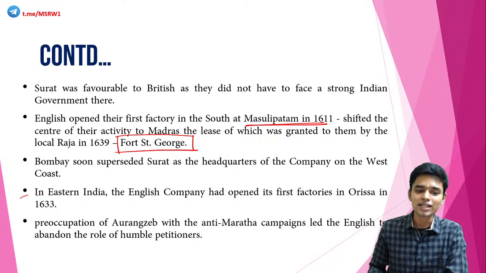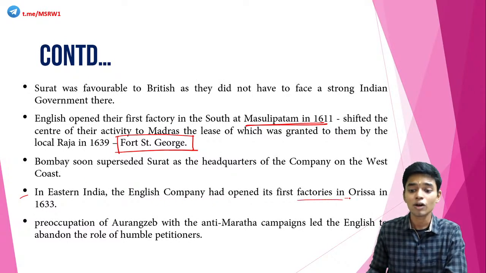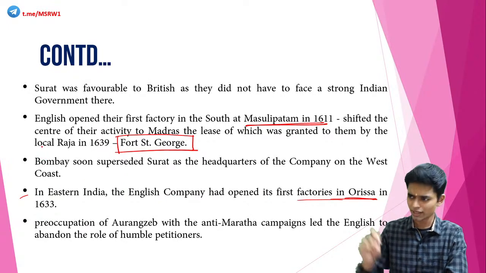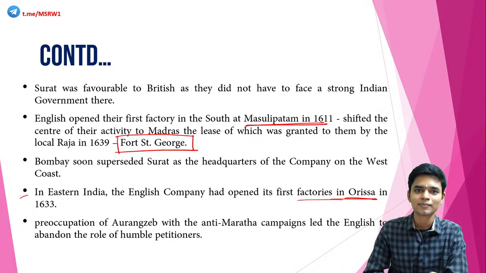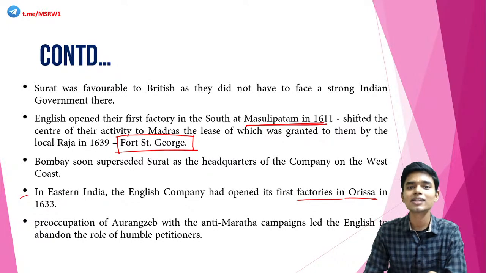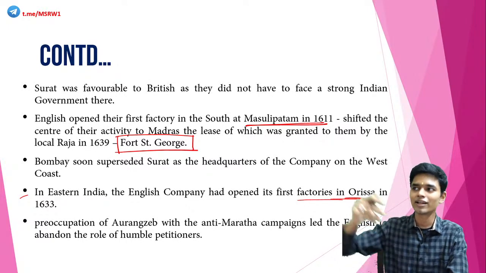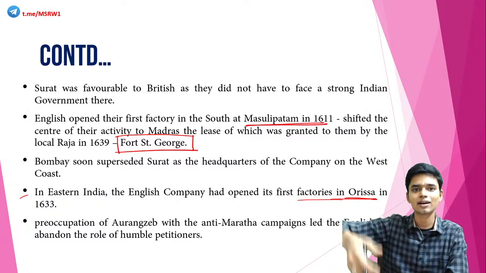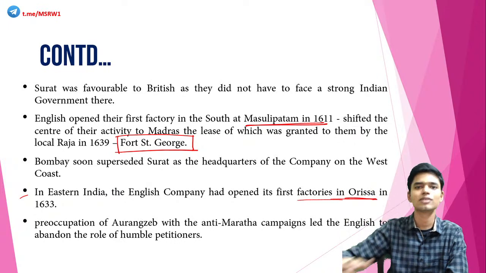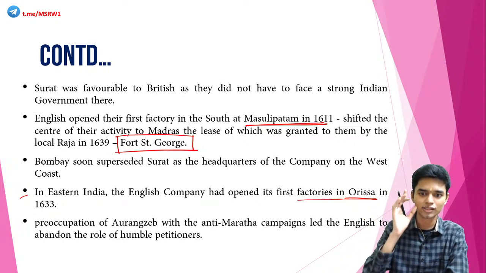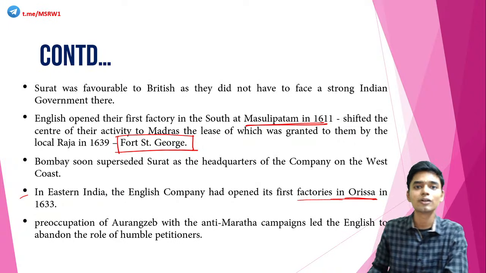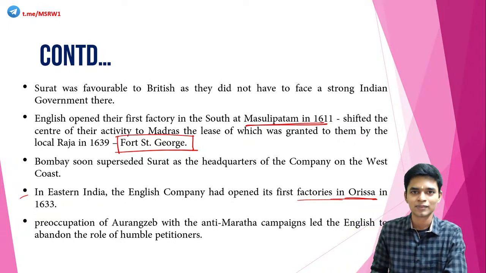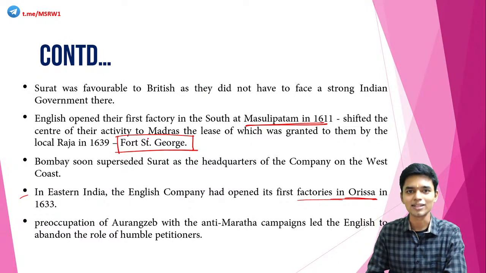Okay, so in eastern India, the English company had opened its first factories in Orissa in 1633. So they are expanding their foothold in India slowly. But what were the Mughals doing around this time? In the first class, I told you that Aurangzeb was engaged in a war in the Deccan. He even neglected his throne in Delhi, and he spent 25 years in the Deccan fighting a useless, very exhausting war. So when Aurangzeb's attention was focused on the Deccan, other players in the Indian subcontinent started to influence their autonomy, their power. Correct? So the English East India Company also took advantage of this lack of attention by the Mughal emperor.